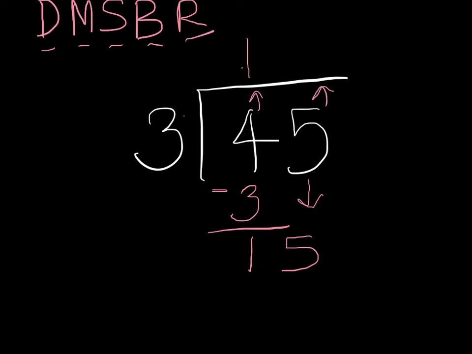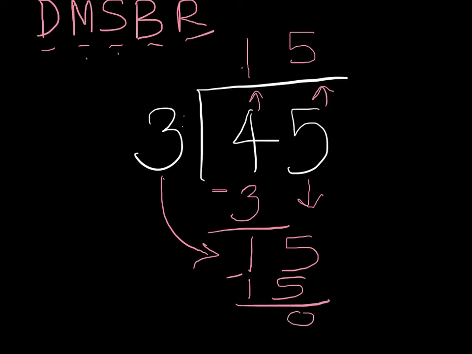So now we look and we say how many times does 3 go into 15? We're dividing. So 15 divided by 3 is 5. Now we write that 5 above this 5, and then we have to multiply. 5 times 3 is 15. And then we subtract those from each other. So 15 minus 15 is 0.